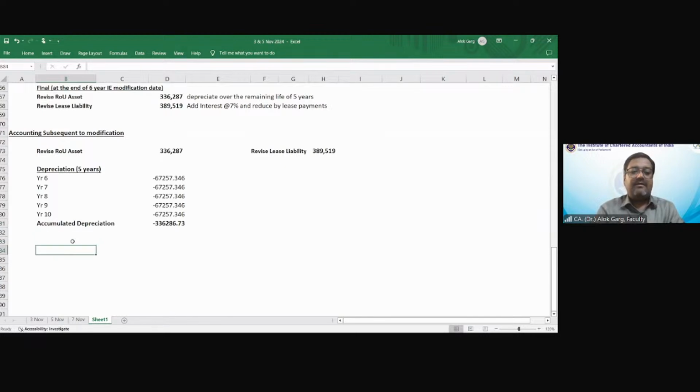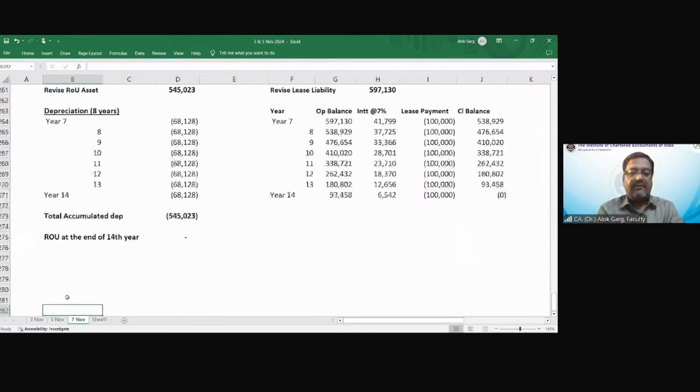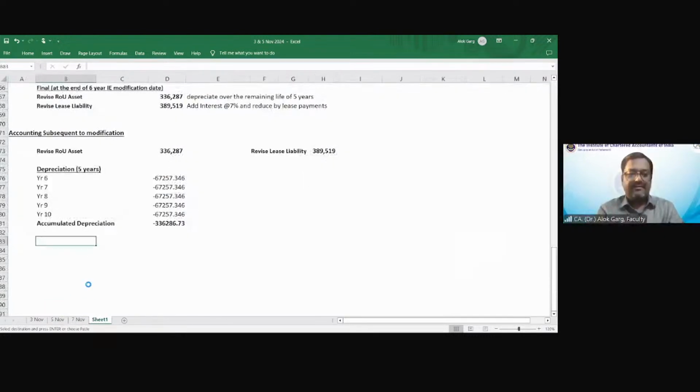What is my ROU asset at the end of the 5th year? Zero. ROU at the end of the 10th year. Here, the 10th year.